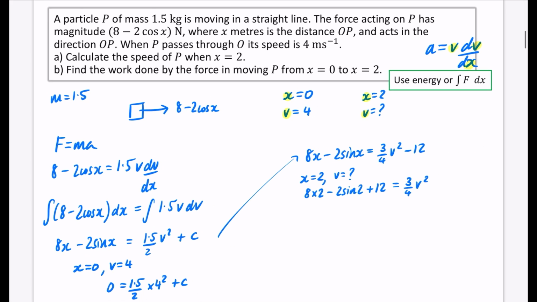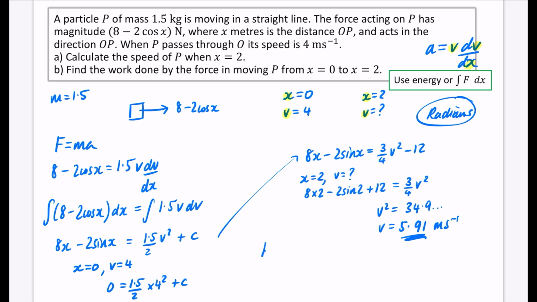Now obviously, because we're doing everything to do with calculus, we do need to make sure that we are in radians mode here, just as a reminder. So I'm going to do on my calculator 8 times 2, so that's 16 minus 2 sine 2 plus 12. I'll times it by 4, I'll divide it by 3, so that I've got v squared is 34.9. And when I take the square root of that, I'm going to say to three significant figures, 5.91 meters per second. So I've got 5.91 meters per second.